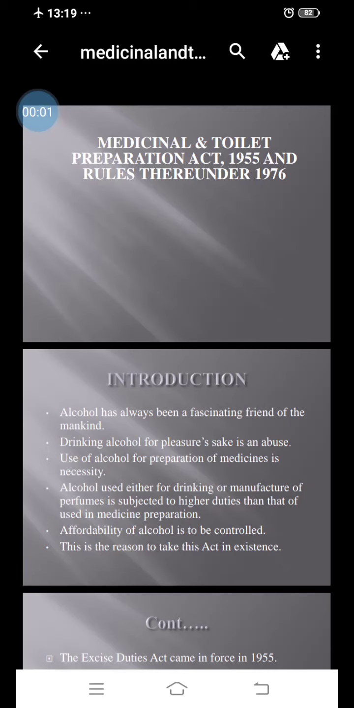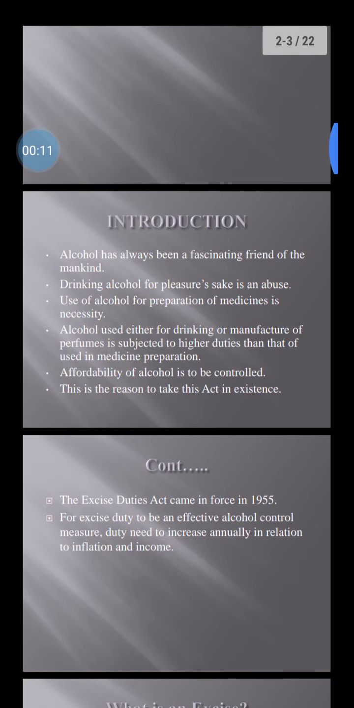Hi everyone. In the last lecture we saw the Medicinal and Toilet Preparations Act 1955 and the rules thereunder, 1976. In that we saw the introduction of this Act. Alcohol has always been a fantasy for mankind. Drinking alcohol for pleasure is abuse, but the use of alcohol for the preparation of medicine is necessary.